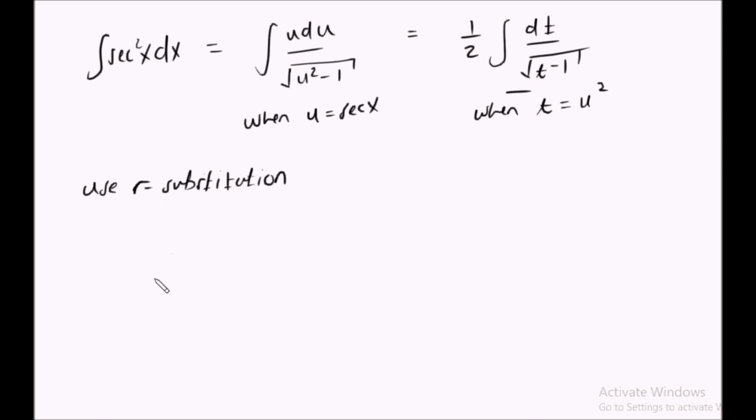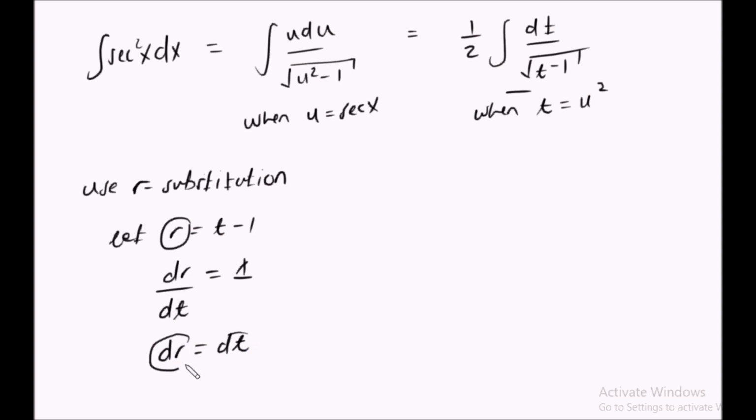So this one is the r substitution. Here I just let r be t minus 1. You can see if I differentiate r with respect to t, I'll get 1. So dr is equal to dt. So kwenye t minus 1 nitaweka r, na kwenye dt nitaweka dr.